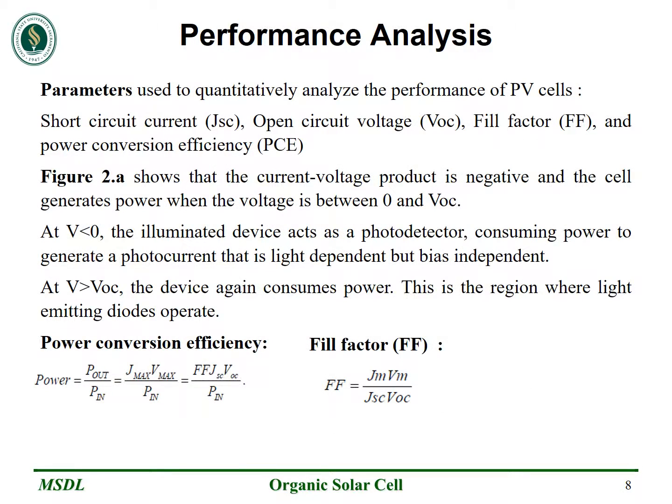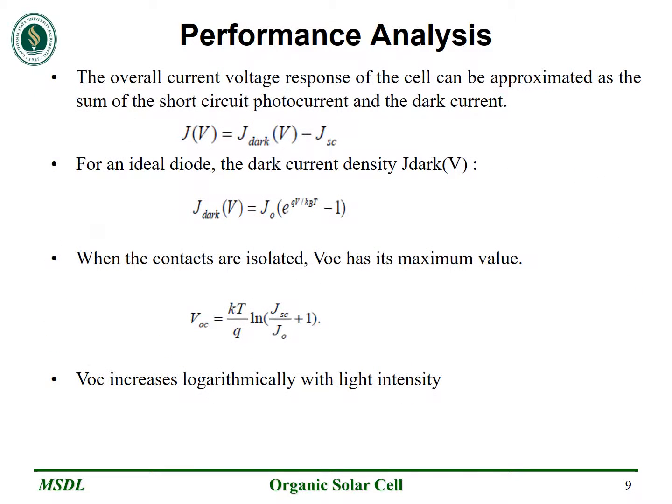Power conversion efficiency can be measured by this equation. The fill factor can be measured by this equation. Overall current voltage response of the cell can be approximated as the sum of the short circuit photocurrent and the dark current density, which is given by J(V) = J_dark minus J_SC. For an ideal diode, the dark current density is given as J_dark = J_0 (e raised to qV/kT minus 1).